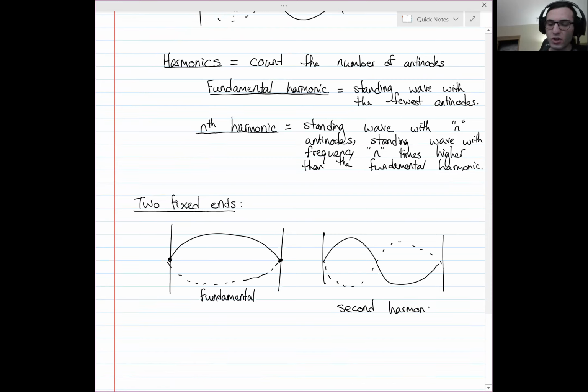Why is it the second harmonic? It has 2 antinodes, and similarly we could check that the frequency has to be twice the frequency of the fundamental. One way to check that is to think of, well, where do these waves come from? You can fit one full wavelength between the two ends. Here you can only fit half a wavelength between the two ends, and because the wave speeds are the same, it's the same medium, the only thing that can be different is the frequency, because we know that frequency, speed, and wavelength are all related to each other. So here the frequency has to be double because the wavelength is half.